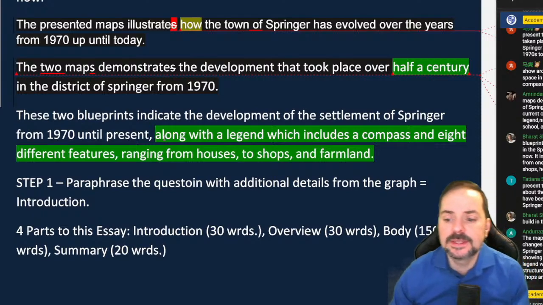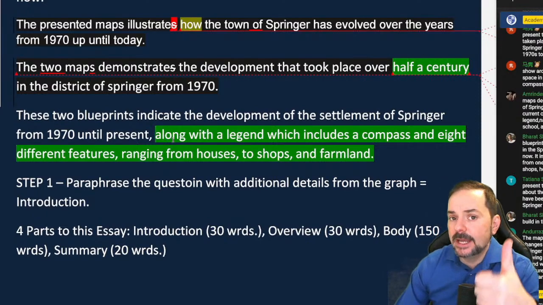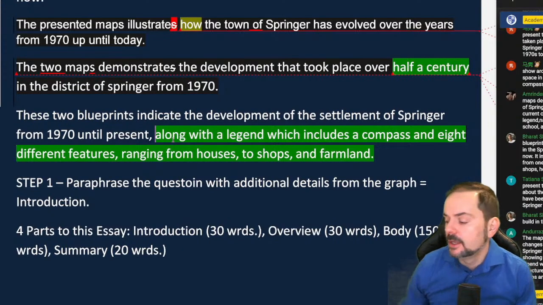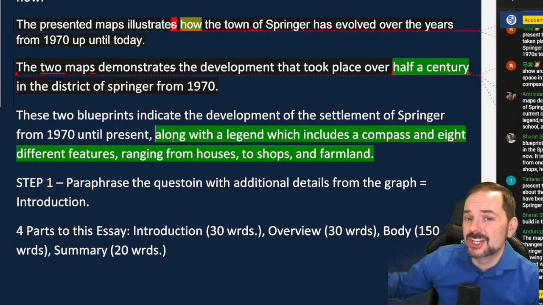So don't forget this detail. It's very important. Everybody got that? Everybody's like, good, okay? Details get you points. If you're just paraphrasing, even if you have perfect grammar, great spelling, you're probably going to score about a band 7.